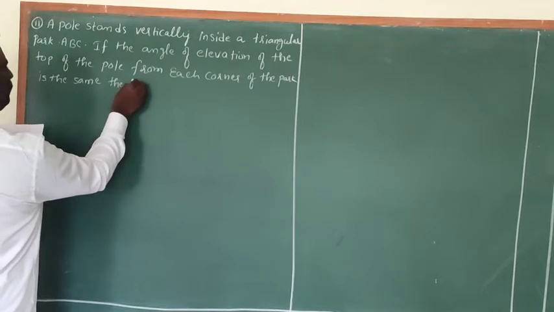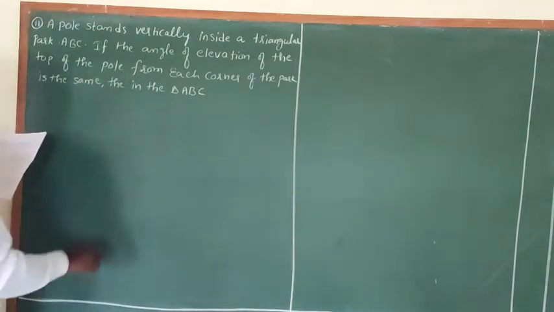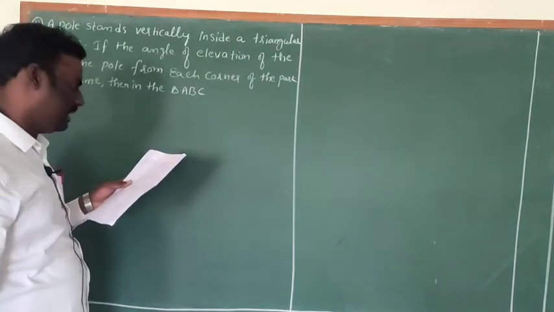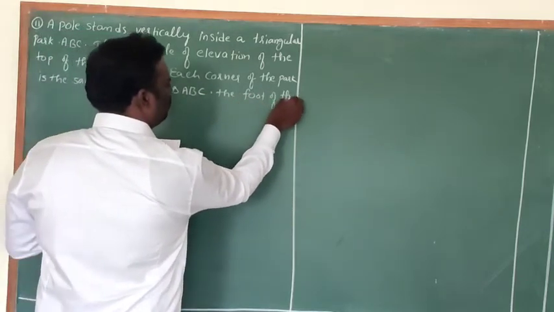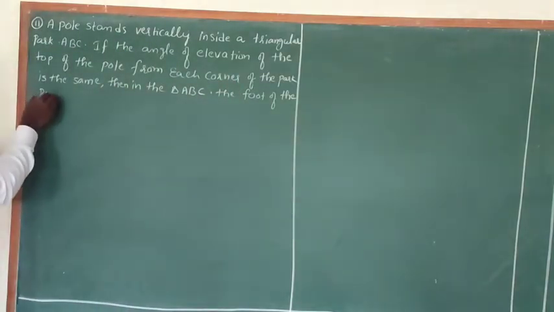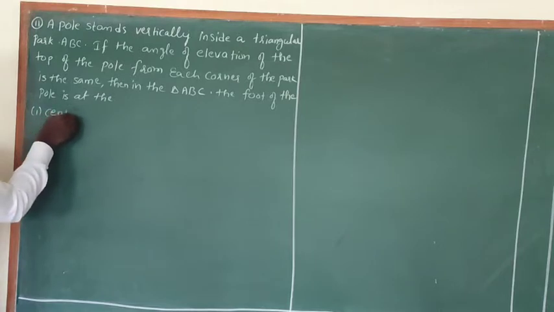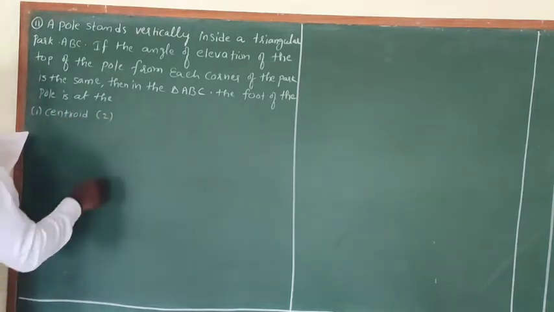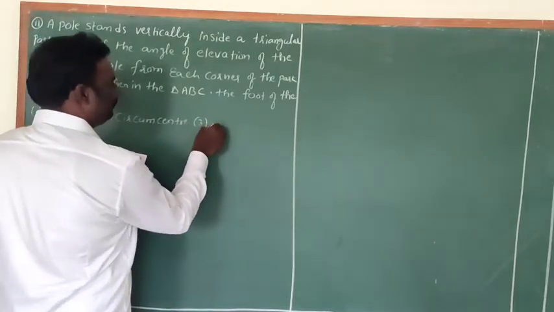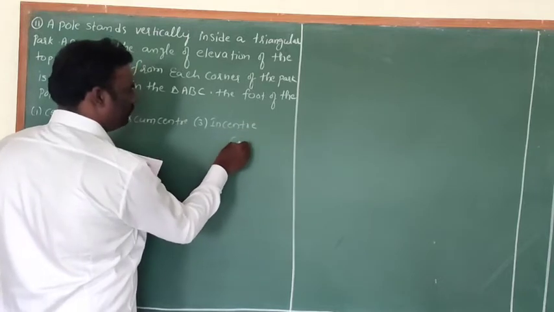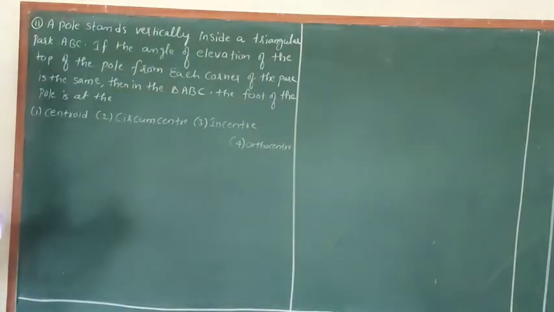then in the triangle ABC, the foot of the pole is at: first option, centroid; second option, circumcenter; third option, incenter; fourth option, orthocenter. This is the given question.